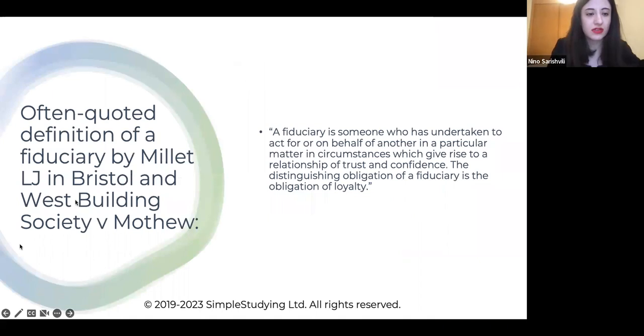The case you can cite is Bristol and West Building Society versus Mothew, where Millett LJ has defined who is a fiduciary. A fiduciary is someone who has undertaken to act for or on behalf of another in a particular matter in circumstances which give rise to a relationship of trust and confidence. The distinguishing obligation of a fiduciary is the obligation of loyalty. So a fiduciary should have an obligation of loyalty, and if this loyalty, trust, and confidence is broken, then the fiduciary can be held liable.